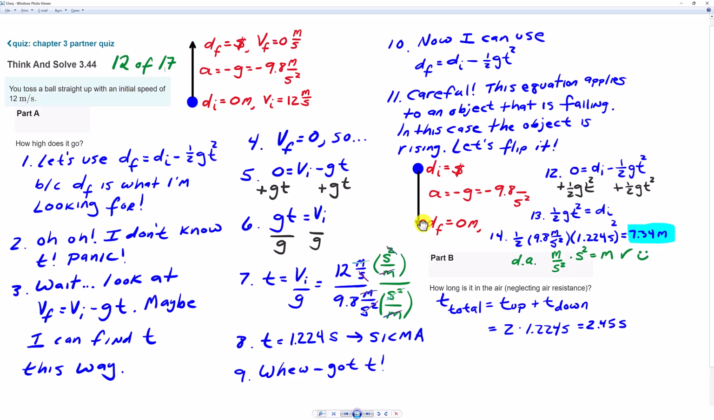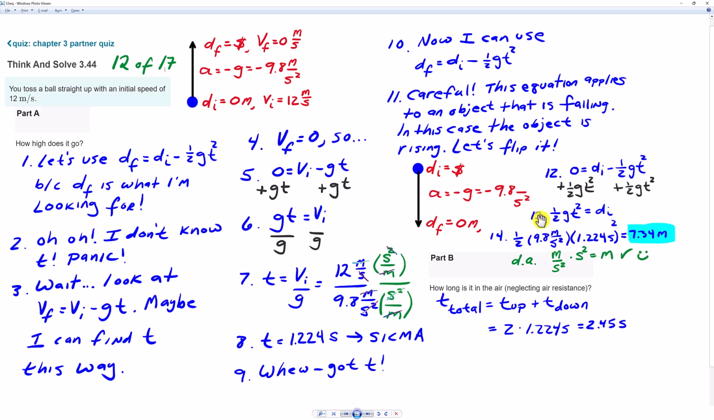This is my final distance. And number 12 here, I am processing my equation. So df is 0, it's at ground level, equals d initial, which is what I'm after, minus 1/2 gt squared. Again, just using this formula. And now I know what t is.